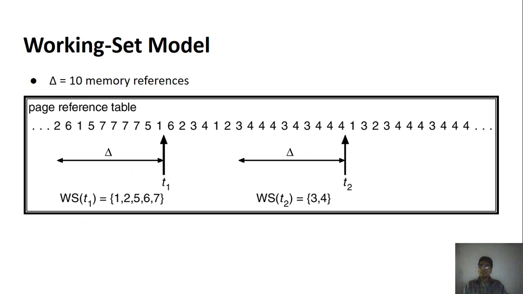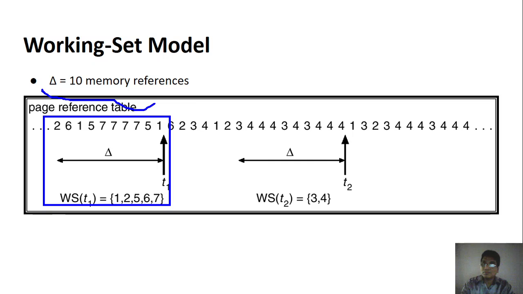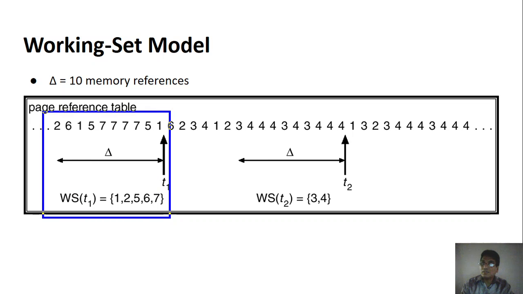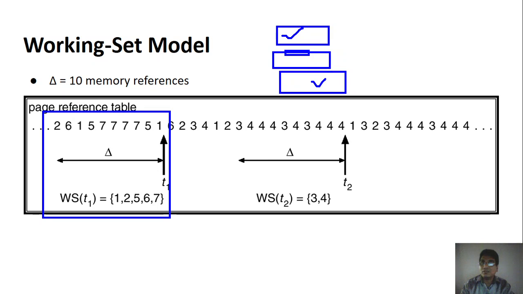So let's give you an example. Let's assume that these are the pages being referred, and let's assume that delta is 10 memory references. So you mark 10 references. As your program starts executing, it goes on and on, and you just take the 10 references at time t1. So at time t1 you find out how many pages are actively being used. Remember, the operating system cannot decide which is that.